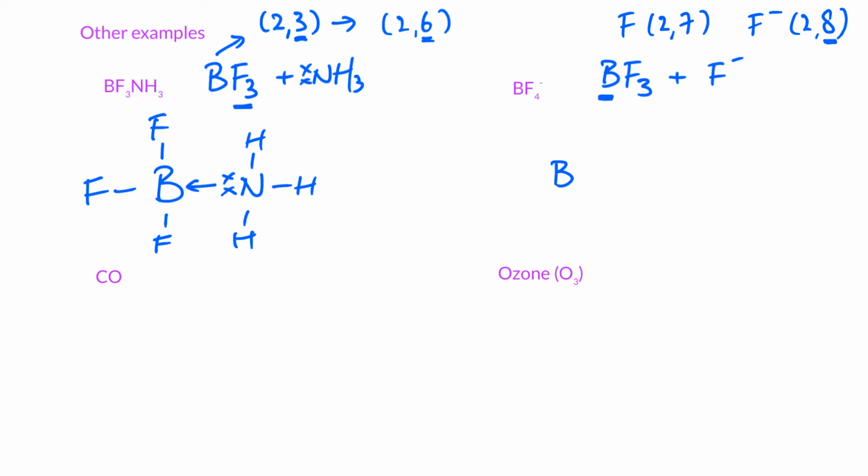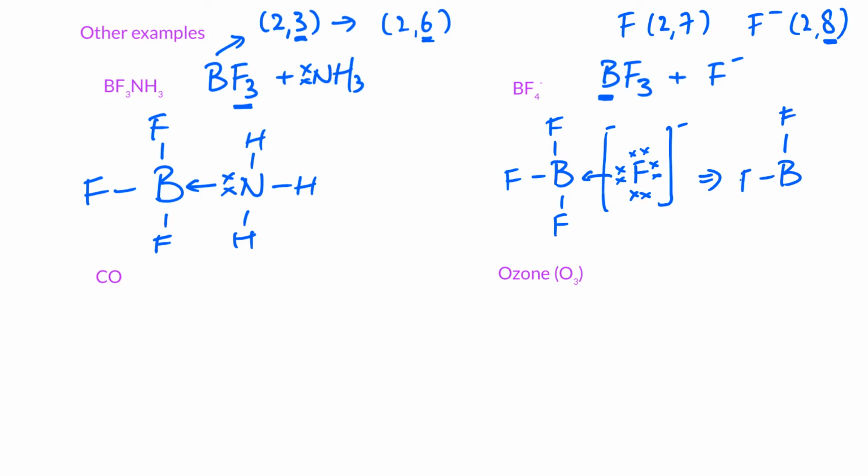Okay, so therefore you have BF3. This is the electron deficient one, while the F minus has a lot of electrons around it, so therefore it can contribute. For this one, you draw like this: B, F, F, F. Because the F contributes to the B, the arrow is drawn this way, from the F to the B. So this one is the dative covalent bond.